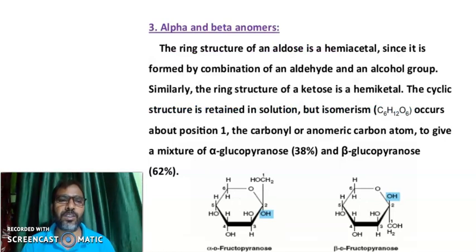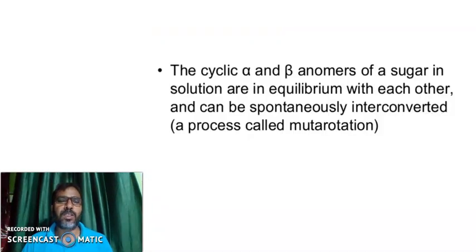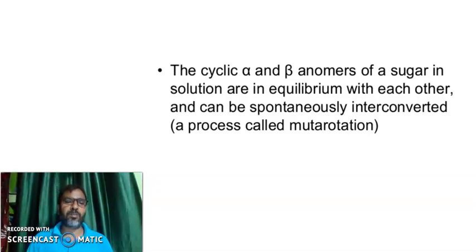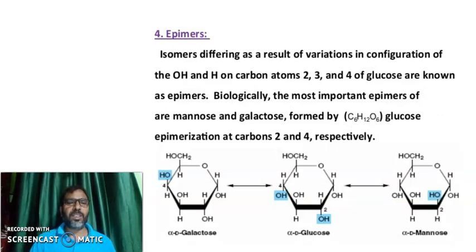Now alpha and beta anomers. The ring structure of aldose is a hemiacetal, since it is formed by the combination of an aldehyde and an alcohol group. Similarly, the ring structure of ketose is a hemiketal. The cyclic structure is retained in solution, but isomerism occurs about position 1, the carbonyl or anomeric carbon atom, to give a mixture of alpha-glucopyranose and beta-glucopyranose. The cyclic alpha and beta anomers of sugar in solution are in equilibrium with each other and can be spontaneously interconverted. This process is called mutarotation.